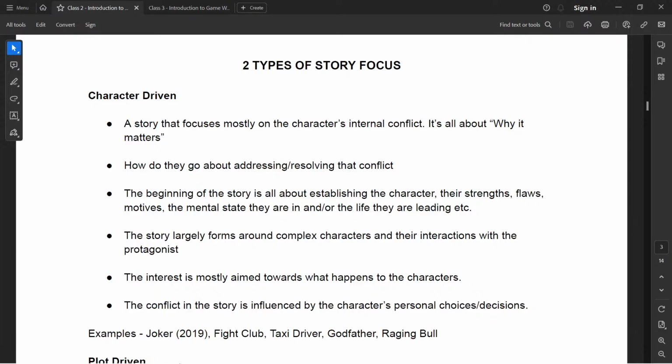And there are even some examples that I've included over here. You have the Joker, you have Fight Club, you have Taxi Driver, you have Godfather, you have Raging Bull as well. You can just go through these movies and see this in a different light.